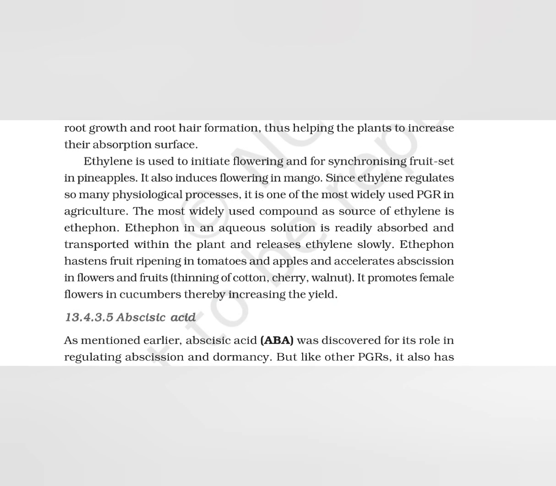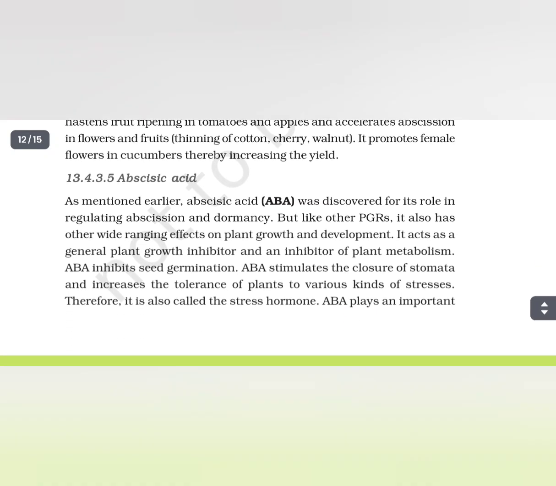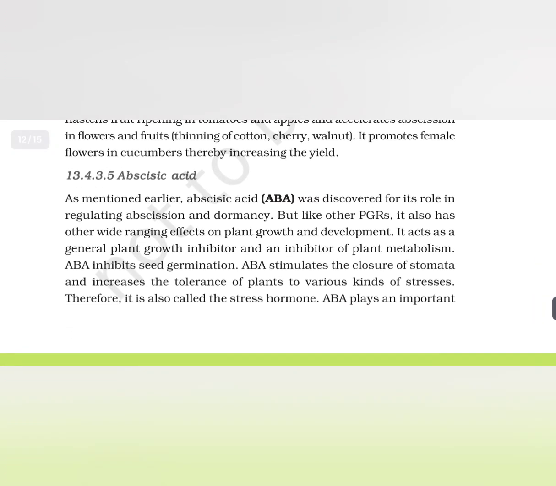Since ethylene regulates so many physiological processes, it is one of the most widely used PGRs in agriculture. The most widely used compound as a source of ethylene is ethephon. Ethephon in an aqueous solution is readily absorbed and transported within the plant and releases ethylene slowly. Ethephon hastens fruit ripening in tomatoes and apples and accelerates abscission in flowers and fruits. Thinning of cotton, cherry and walnut. It promotes female flowers in cucumbers, thereby increasing the yield.